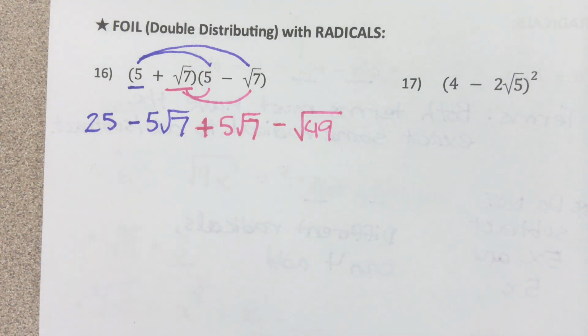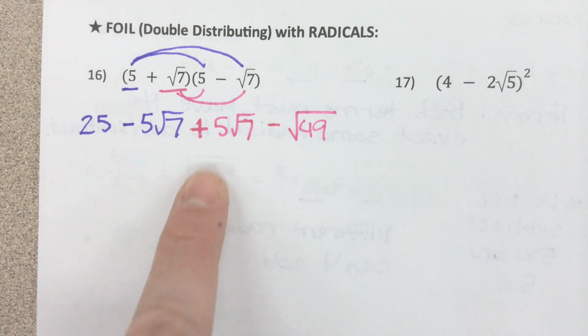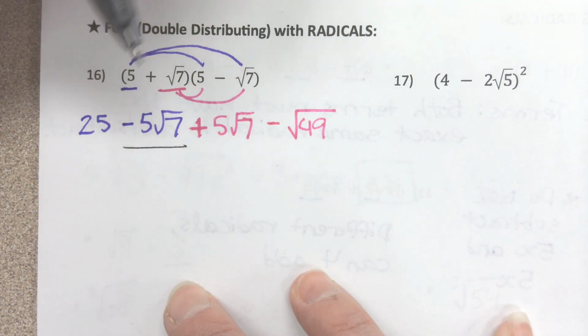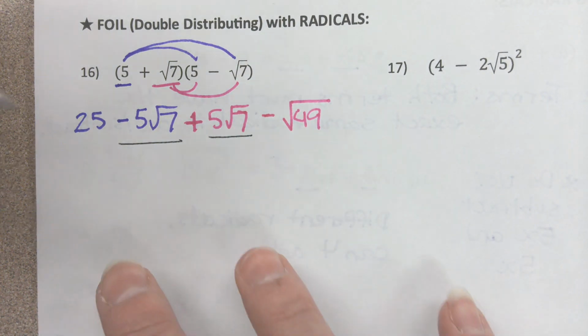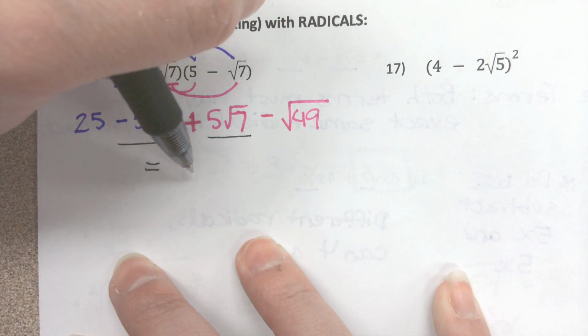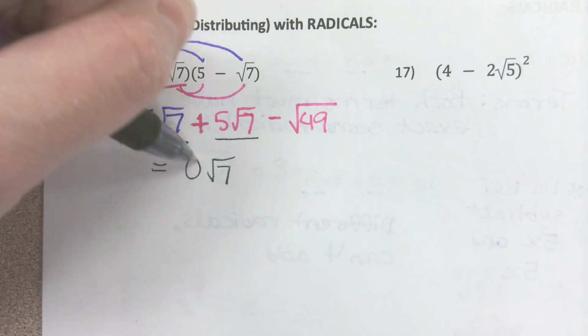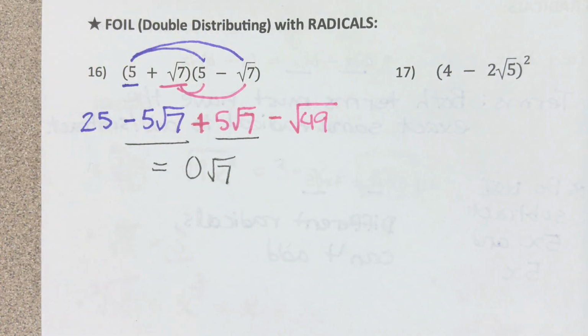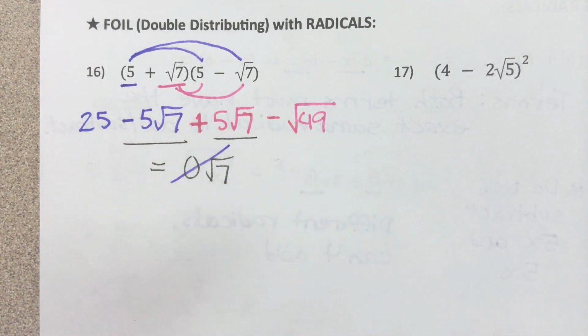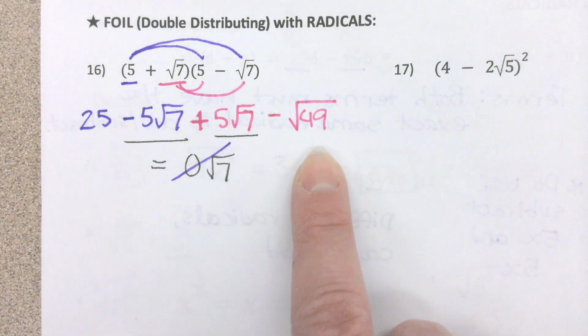This is my result. From here, just like usual, the middle terms can be combined. So I have negative 5 square root of 7 plus 5 square root of 7. Now if I combine these, again, I'm going to have a square root of 7 in the answer. Negative 5 plus 5, what is that? 0. So when I add these, I'm going to end up with a 0. So I'm not going to put that in my next step. That's a little silly. If it's a 0, then it's gone. So these two actually disappear completely, and we just have 25 minus the square root of 49.